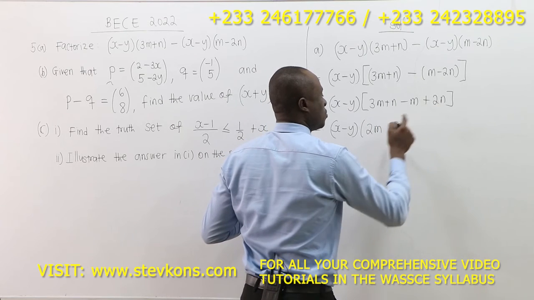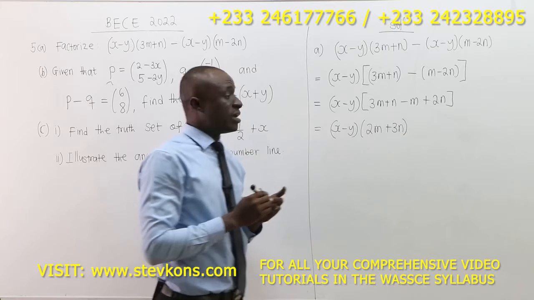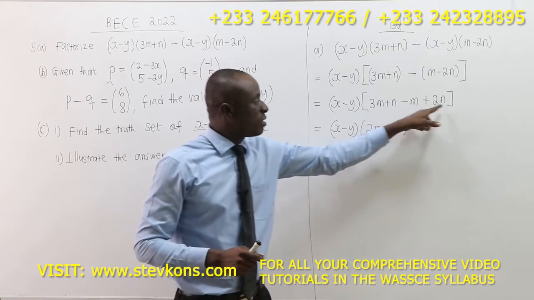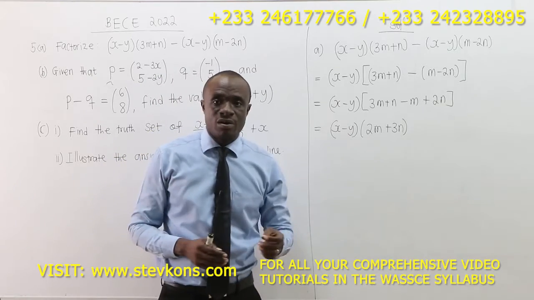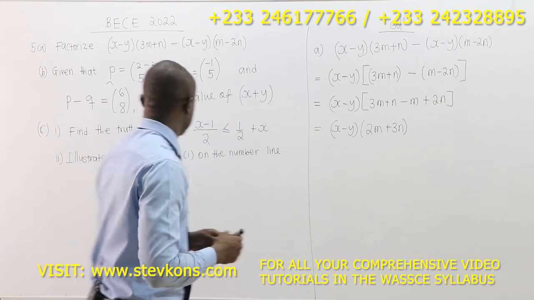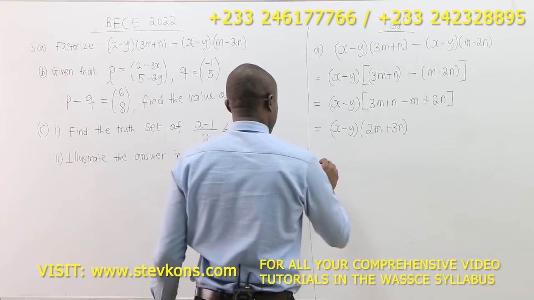n plus 2n, and this is 3n. Wow, that is it. So 3m minus m, that's 2m. n plus 2n, and this is giving us 3n. Wow, very easy, very, very simple. Now let's see the B part.